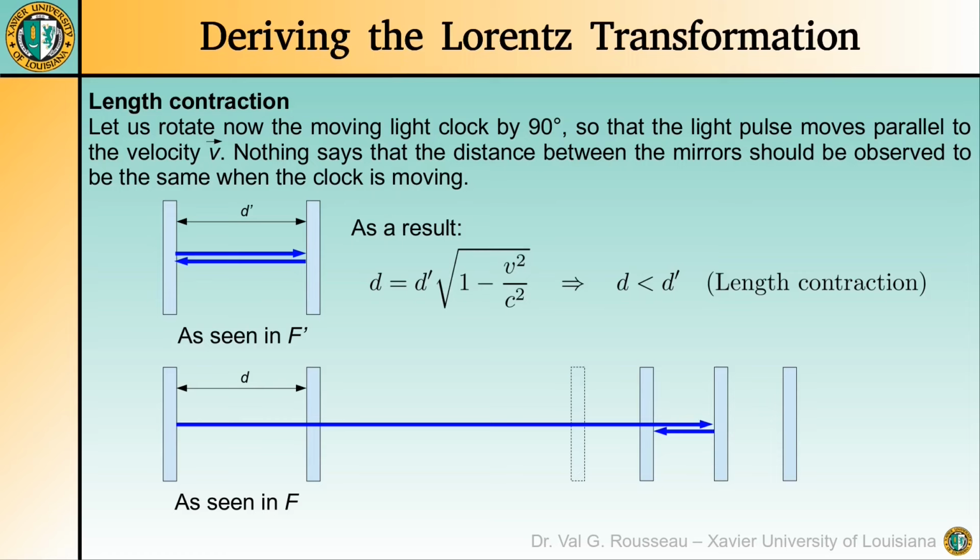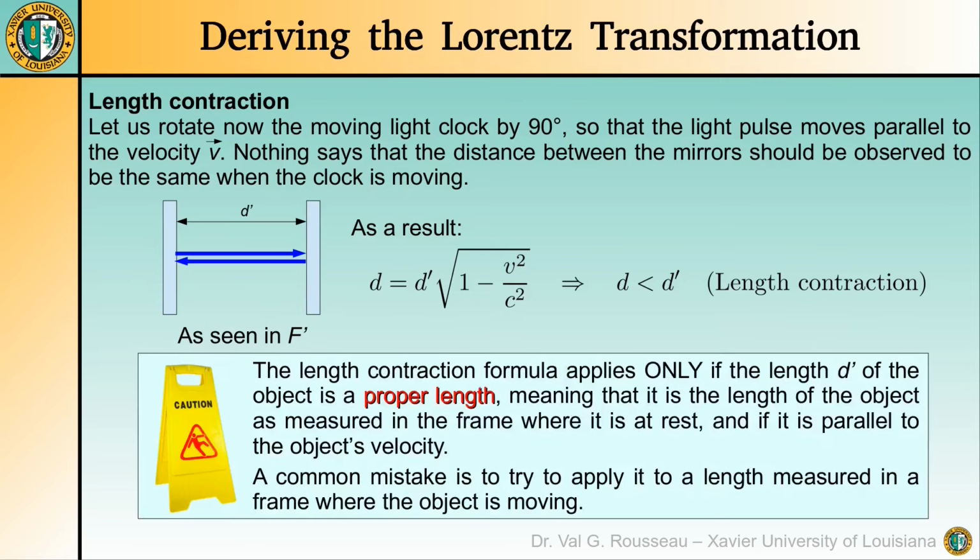Contraction because the observed distance d will always be shorter than the distance between the mirrors when they are addressed, as long as the velocity is non-zero. As for the time dilation formula, it is important to note that the length contraction formula applies only if the length d prime is a proper length, that is to say, a length measured in the frame where the objects are addressed. In addition, the length must be parallel to the velocity v for the contraction formula to apply.